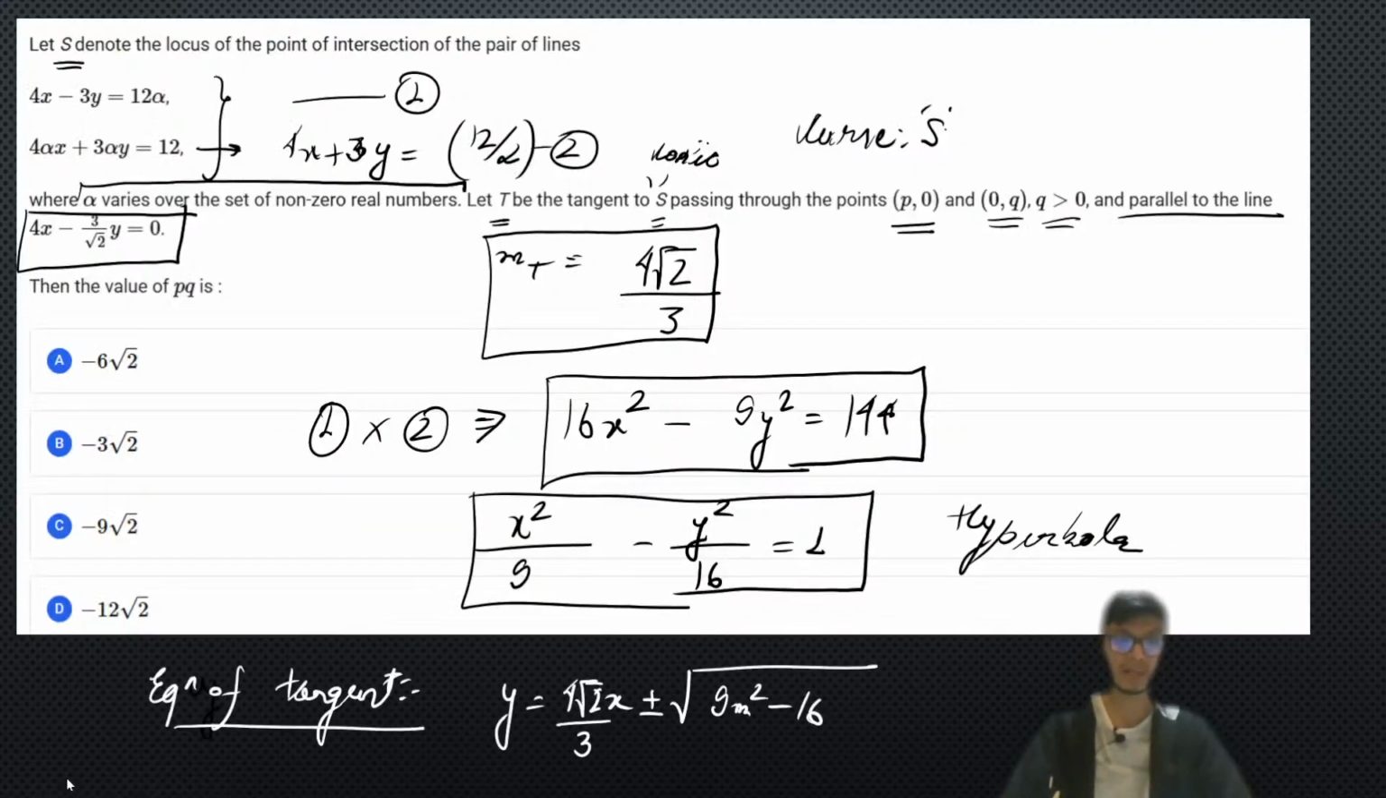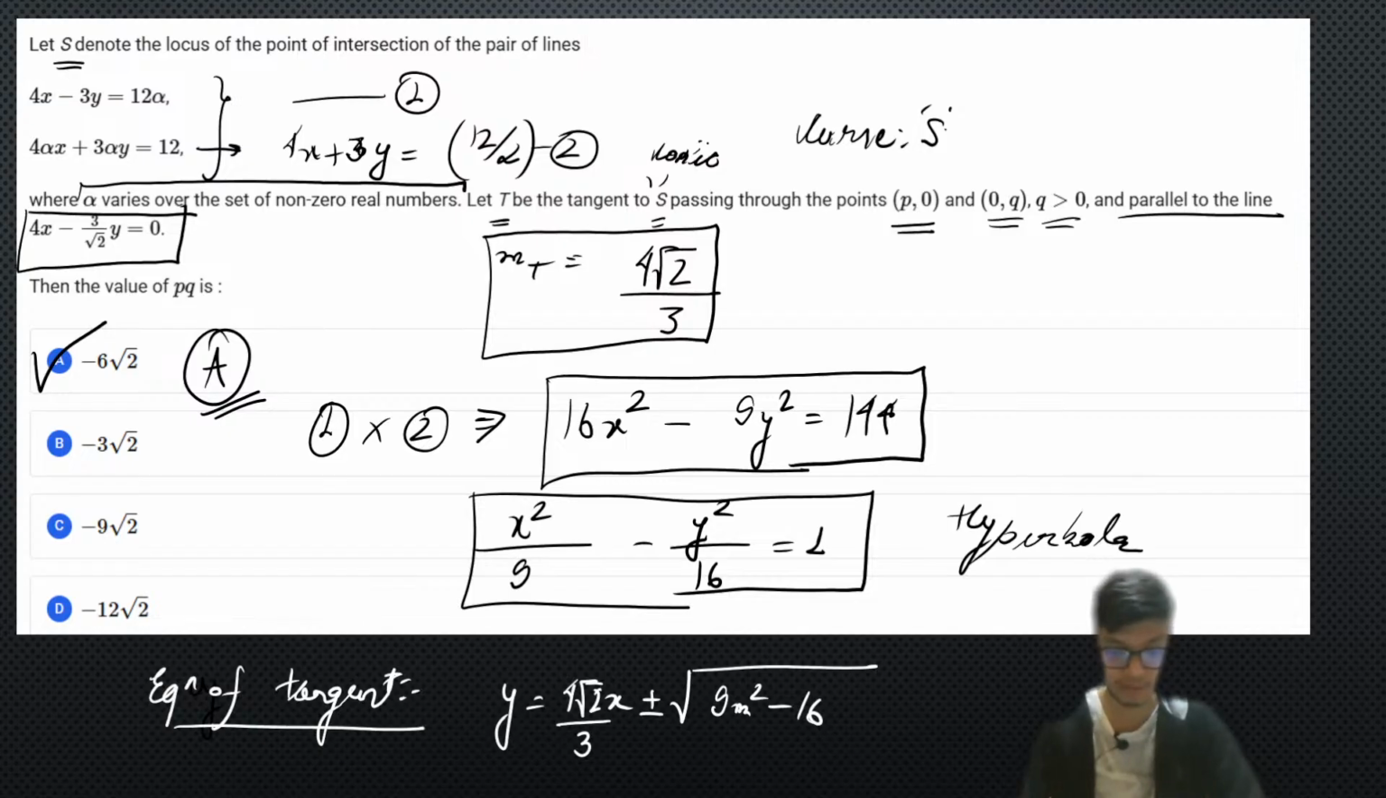With this, we have the answer to this particular problem as option A. I hope this solution is clear to all of you. Please let me know if the solution is clear or not. So option A is the correct answer for this problem.